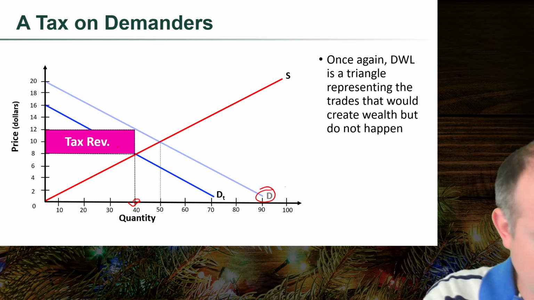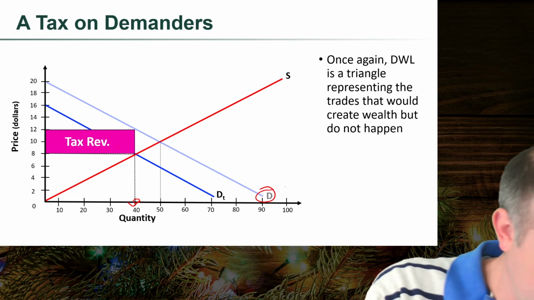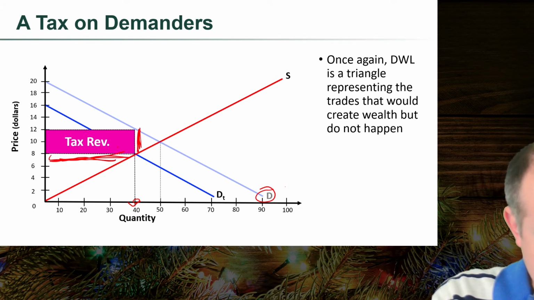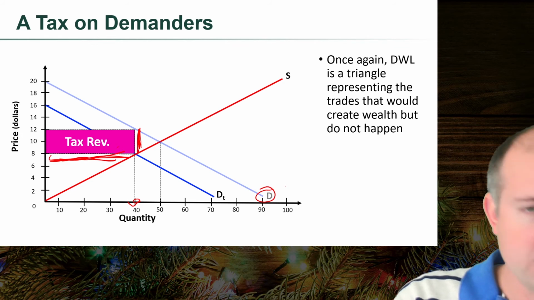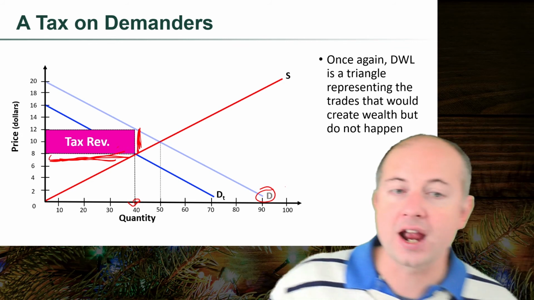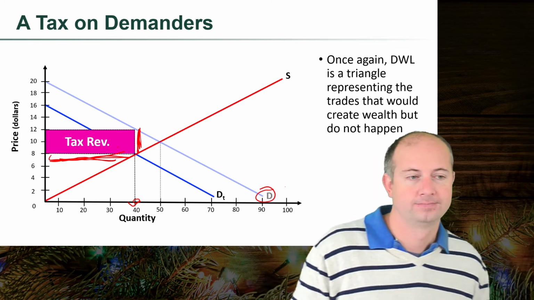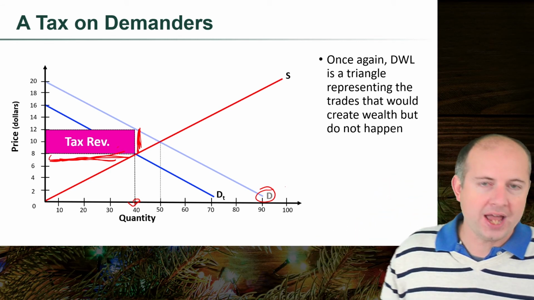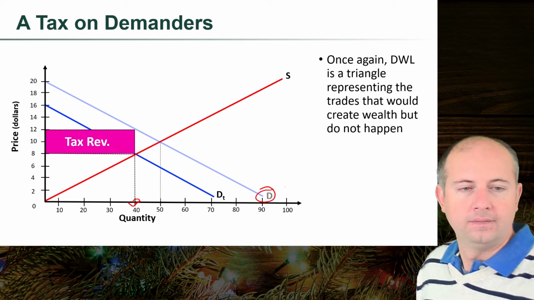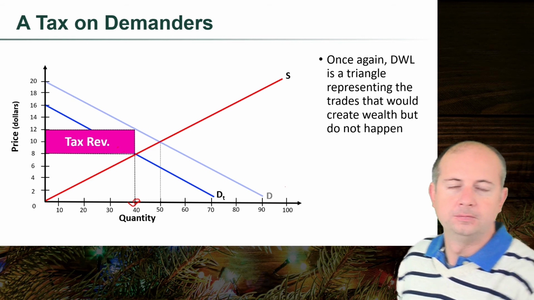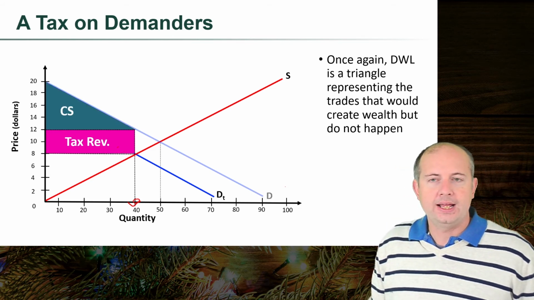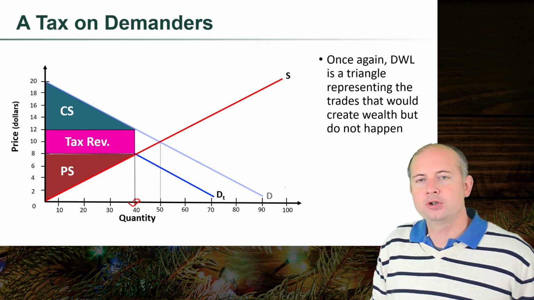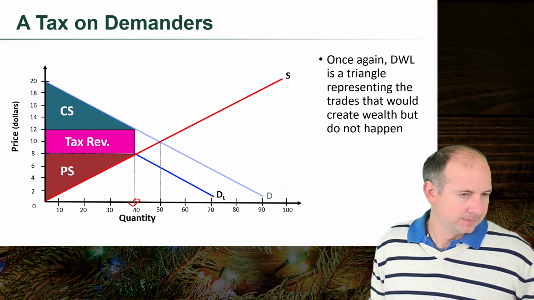Well, in this example, we sold 40 units. There's $4 in taxes on each unit. So the total tax revenue is the area of that rectangle. Right, so now we can put all of this together. So we have our tax revenue here, and we have consumer surplus and producer surplus.